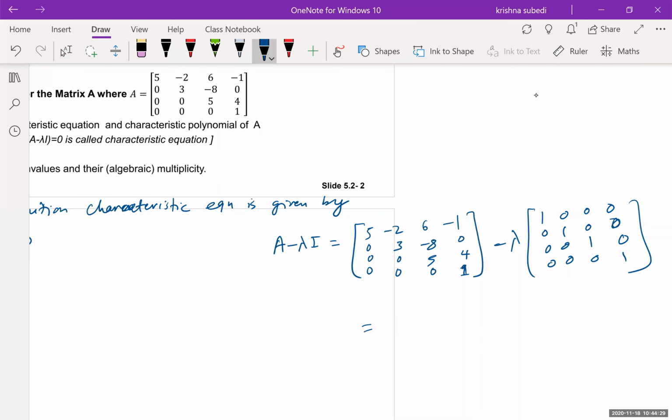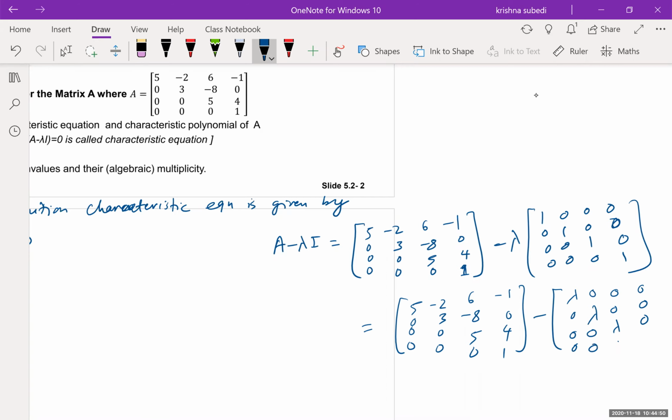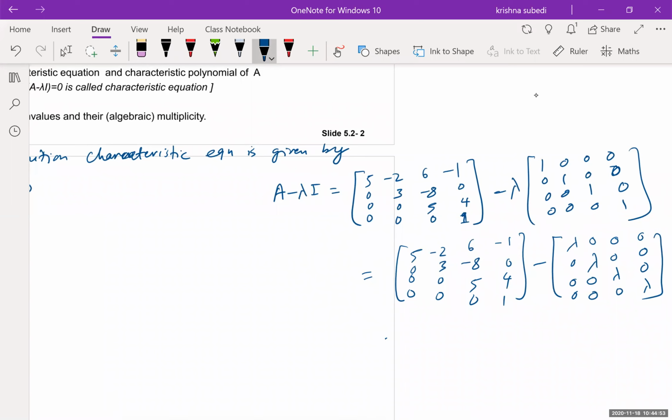So if you multiply with lambda, you will be getting 5 0 0 0, -2 3 0 0, 6 -8 5 0, -1 0 4 1, minus lambda times the matrix with lambda on the diagonal and 0 elsewhere. And if you subtract that, you're going to get 5 minus lambda 0 0 0, -2 3 minus lambda 0 0, 6 -8 5 minus lambda 0, -1 0 4 1 minus lambda.